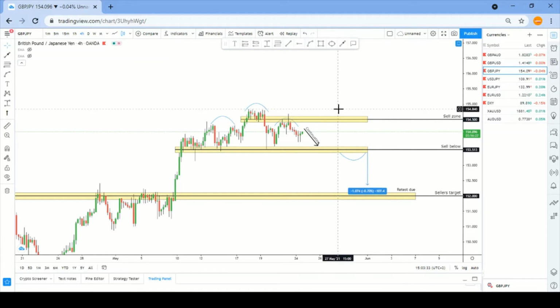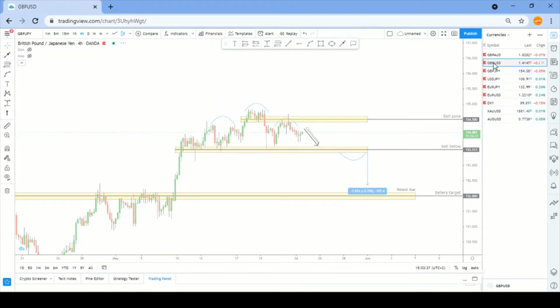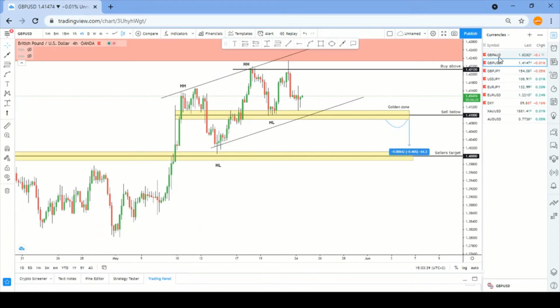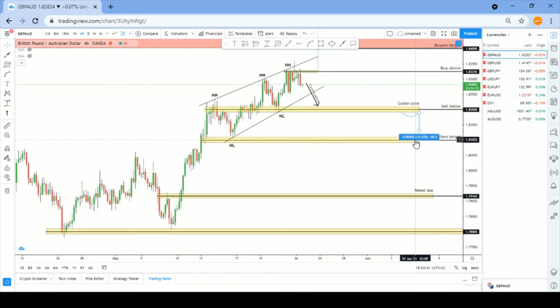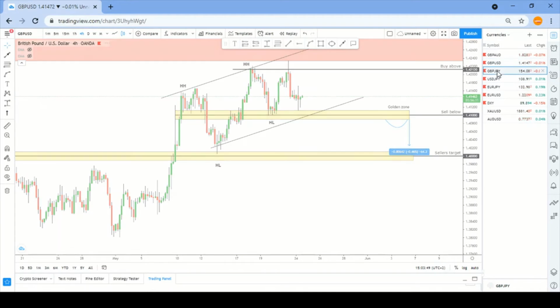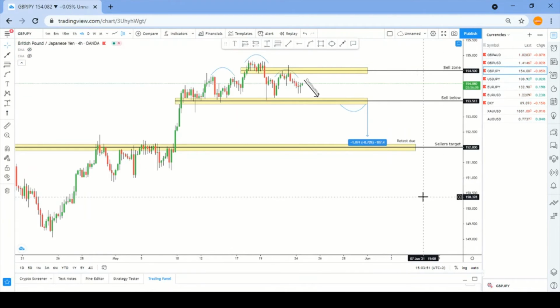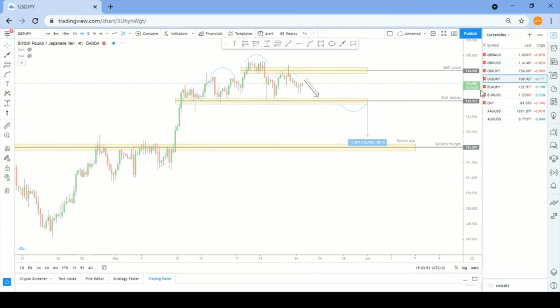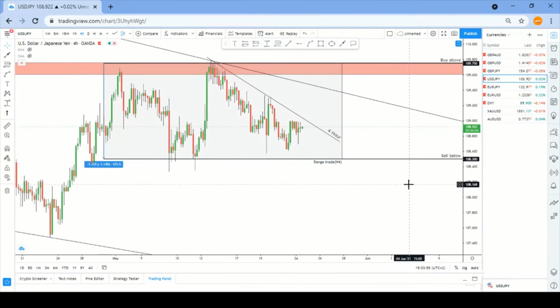Yeah, so I wouldn't be looking to jump in on any trade, and I'd forfeit any position I've had on that pair. So let me just go through that again: GBPAUD, GBPUSD, and GBPJPY. Next pair I'm going to do is one of the majors, which is USDJPY.